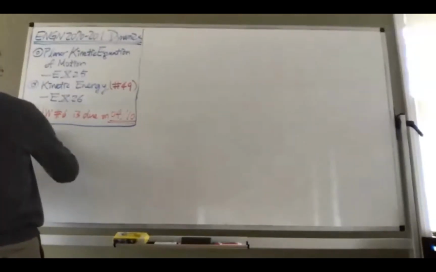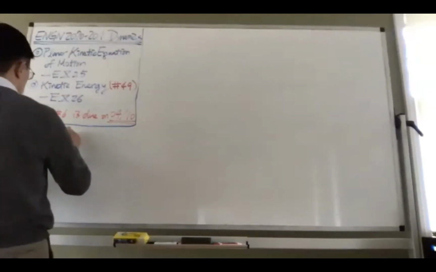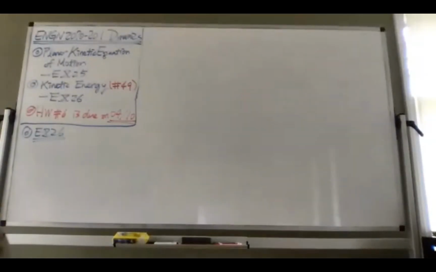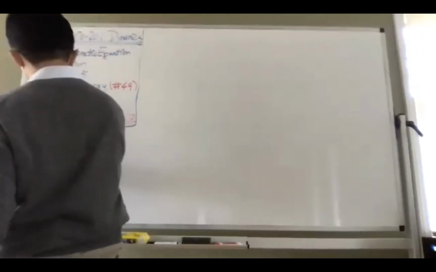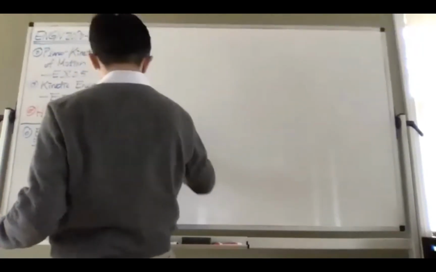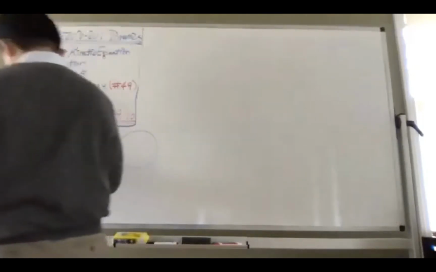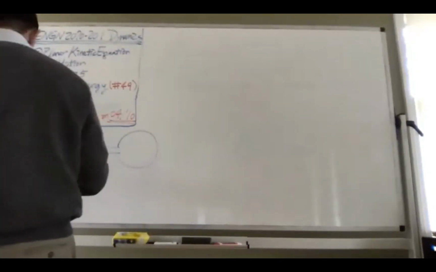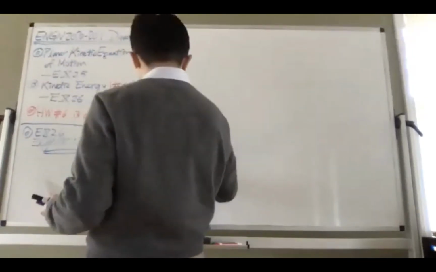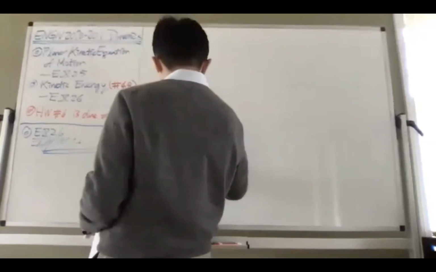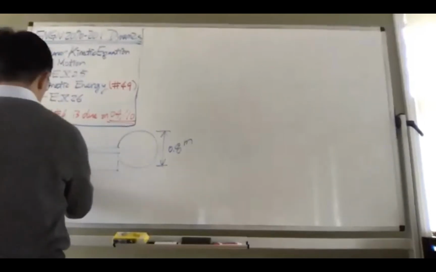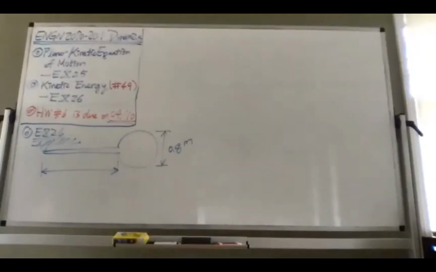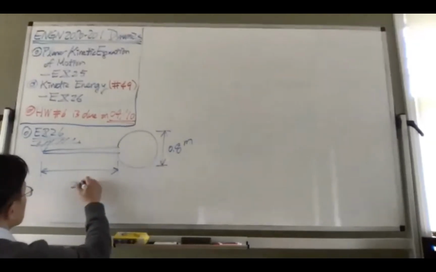Example 26. So what is this example about? Okay, this is a pendulum problem. So you have a pendulum that looks like this. It has a disc part like that. The diameter of the disc is 0.8 meters. And the length of this bar is 2 meters.